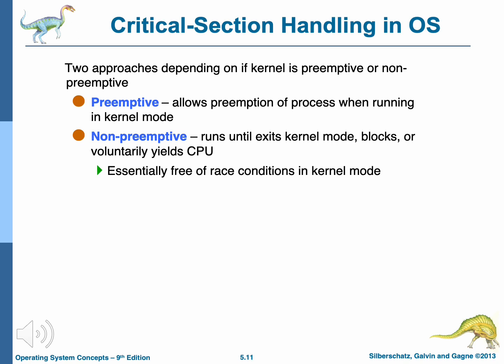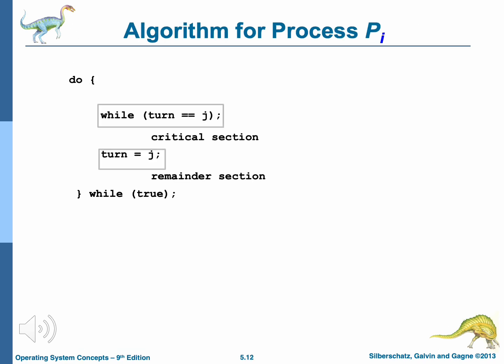Of course, this risk can also be minimized by designing kernel code that does not behave in this way. Furthermore, a preemptive kernel is more suitable for real-time programming, as it will allow a real-time process to preempt a process currently running in the kernel. Later in this chapter, we explore how various operating systems manage preemption within the kernel. This figure represents a generic algorithm for process Pi, which has a critical section.